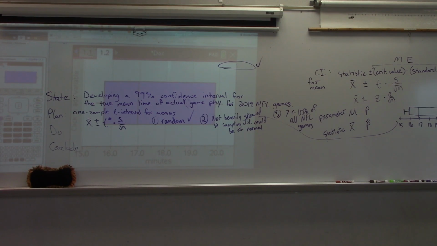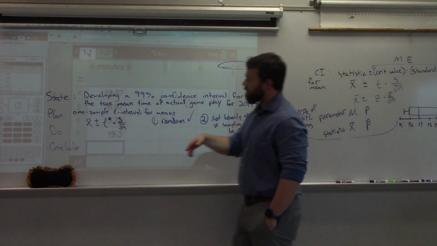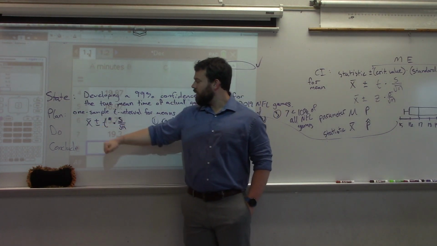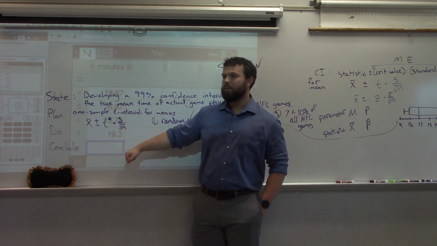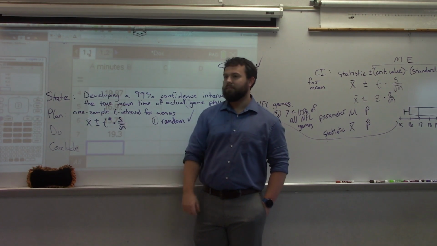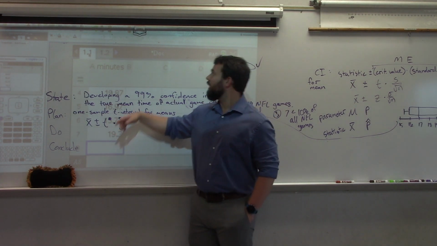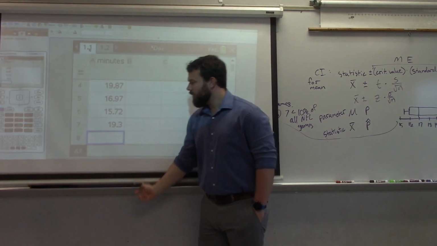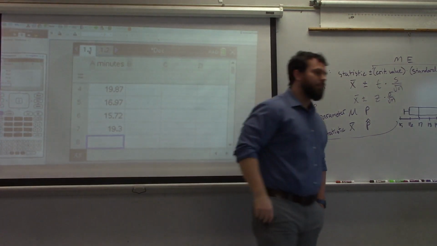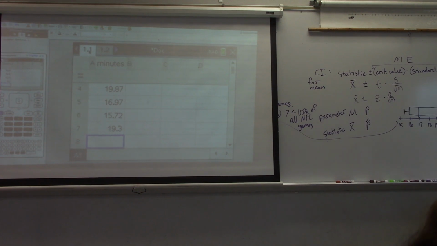Go back to your data, guys. What do I need from this data? I need the mean, I need the S, and you got a number. I also need the T-star, right? So how can I find that mean and that S quickly?